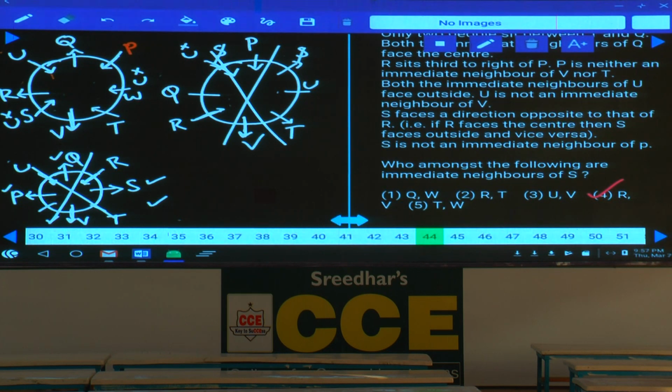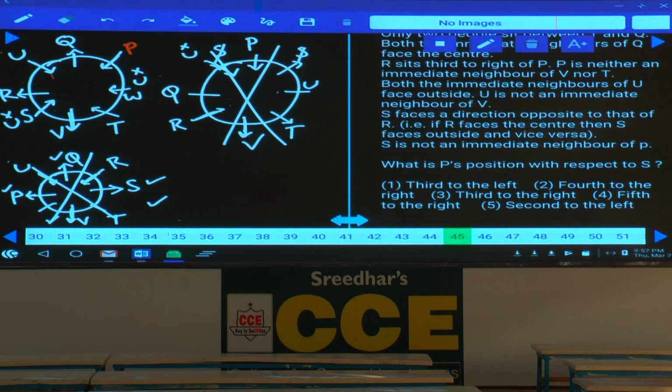Then question number 44. And who among the following are immediate neighbors of S? Tell me who are the persons neighbors of S? R and V. R, V, choice 4. Then question number 45. What is P's position with respect to S? S and P are opposite to each other, so either fourth left or fourth right. Now in this one, fourth right is given, that is choice 2.